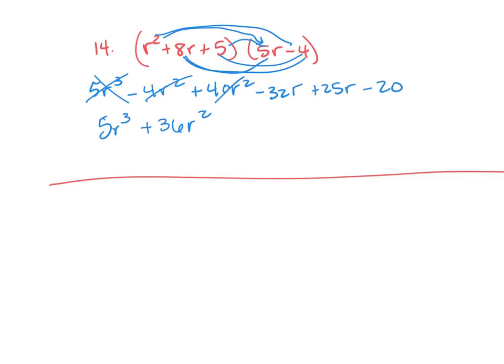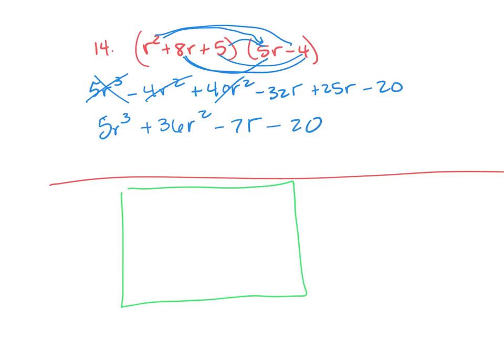Okay, so then we have -32 plus 25 is -7r. And then minus 20. That should be the answer. The other method is the box method. So you make a 3 by 2 box because you got 3 guys in this guy and 2 guys over here.